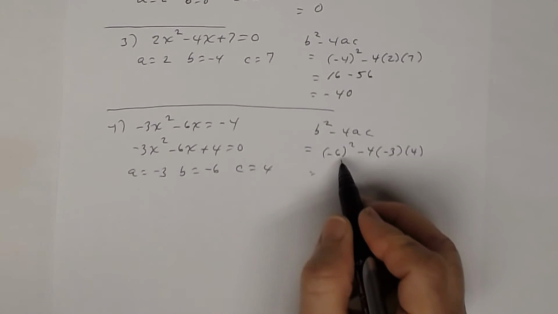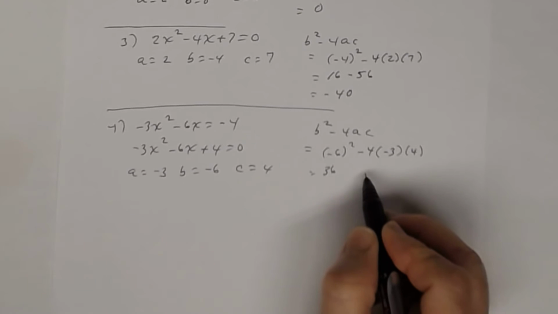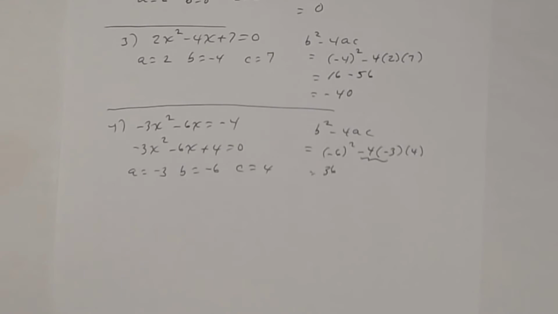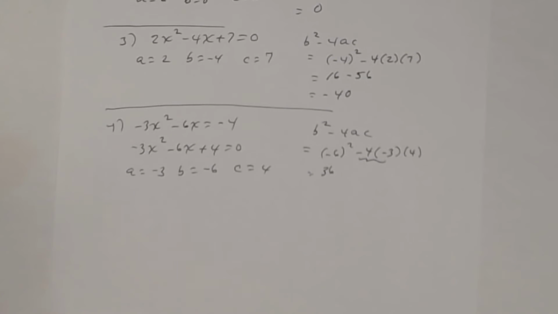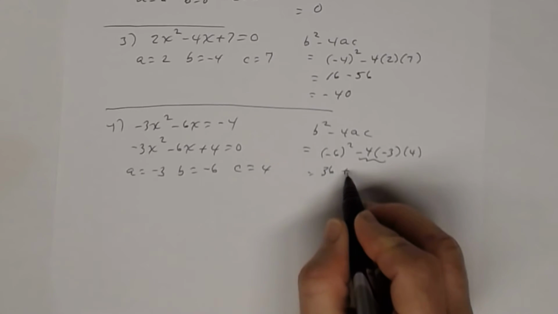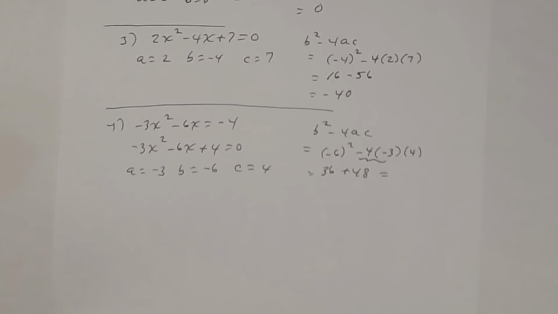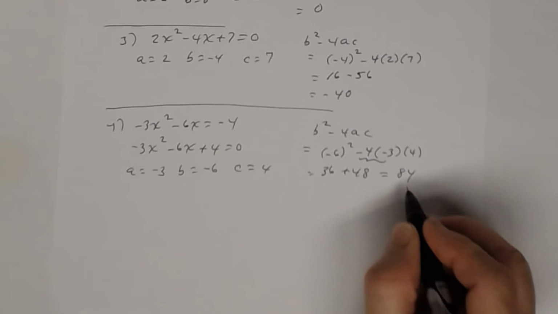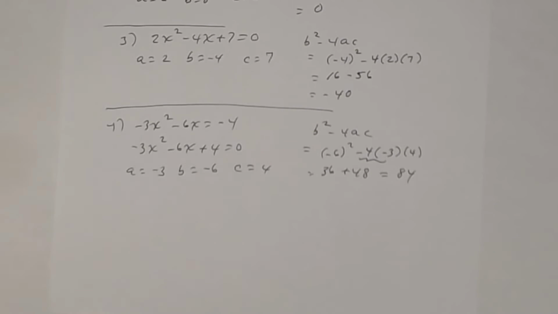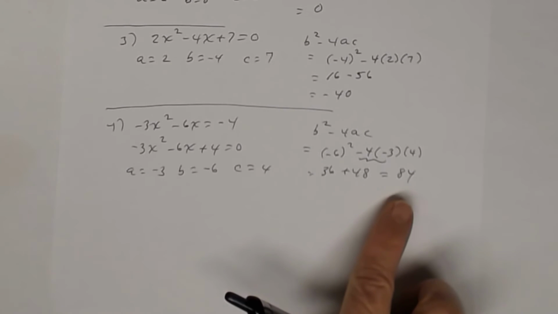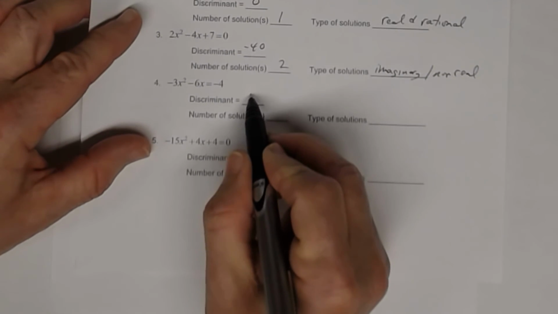So negative 6 times itself is a positive 36. A negative 4 times a negative 3 is a positive 12, right? And so 12 times this 4 right here is going to give us a positive 48. So when I add those two numbers together, 36 plus 48, I get 84. All right, so I get 84 there. Now remember, 84 is not a perfect square. Keep that in mind.